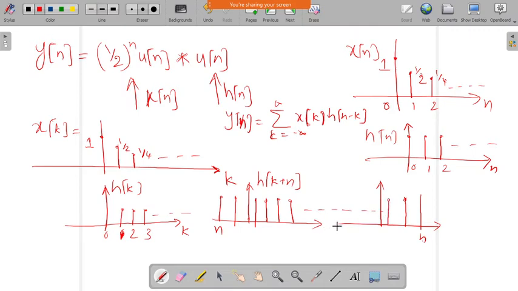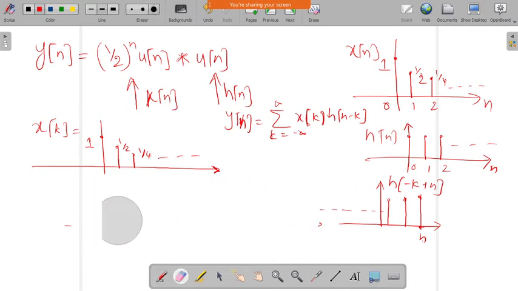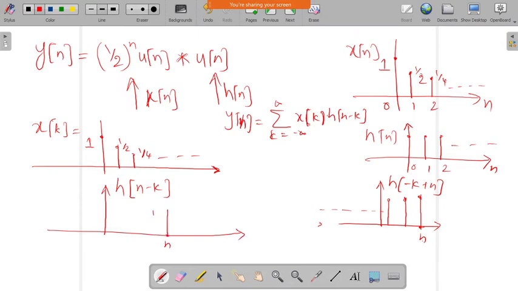Okay, so here it is n, and on the positive side it will have the end value, which is n. So this is your minus k plus n. Now we need to convolve this with x of k. Now that one I'll write, h of n minus k. Okay, so this is up to the samples n.